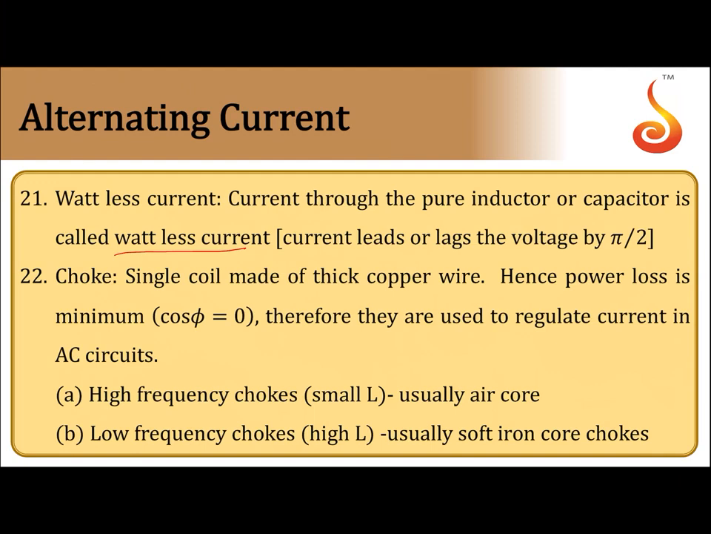So choke is a single coil made up of thick copper wire. Hence the power loss is minimum because the thickness of the wire is more. That's why resistance is less. So power loss will be minimum. So they are used to regulate current in AC circuit. Since resistance is less, power loss will be less. So there are different kinds of chokes. High frequency chokes, which have a small value of inductance, are usually air cooled. Low frequency chokes have a high value of inductance, and they usually have a soft iron core.